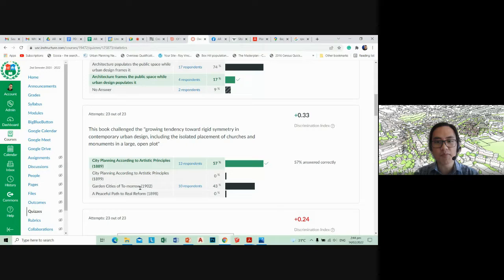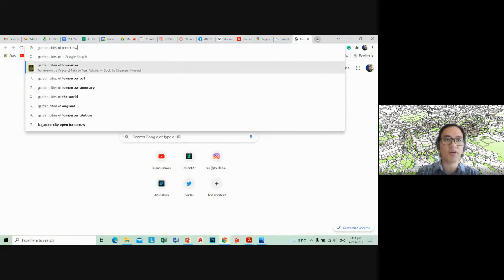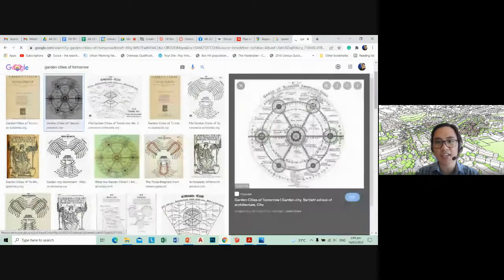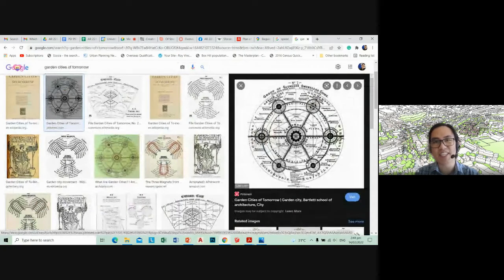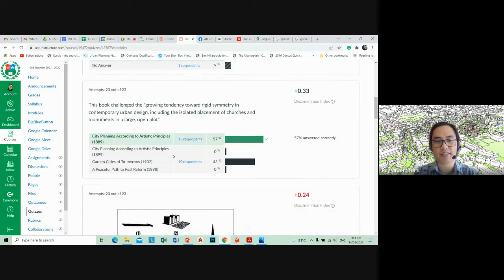And most of you answered Garden Cities of Tomorrow. So if you Google Garden Cities of Tomorrow, the first thing you'll see is a totally symmetrical plan of a city. So that doesn't apply. That means we're doing the opposite. We're doing incremental, asymmetrical development. So that's what Camillo Sitte, in his book City Planning According to Artistic Principles, was trying to go against.